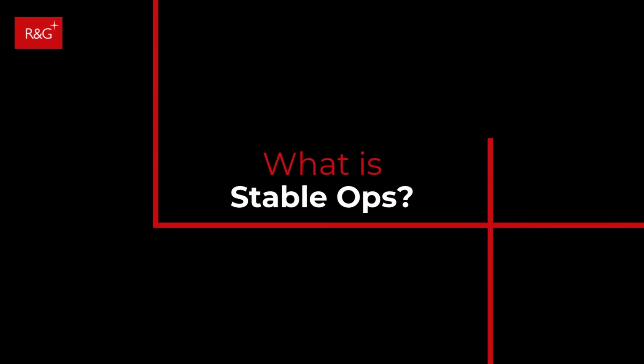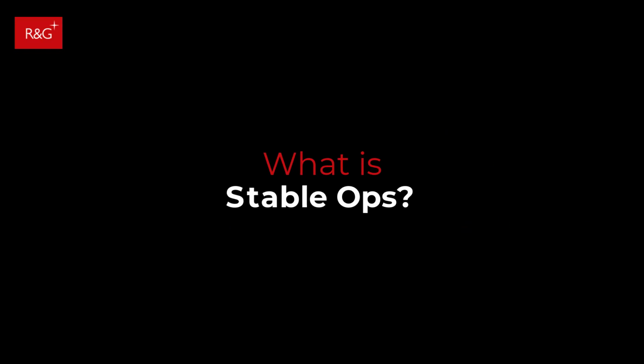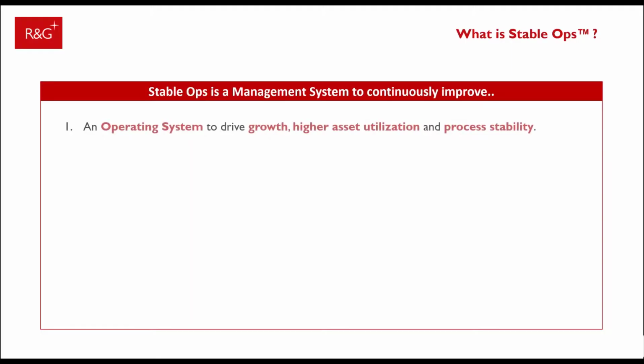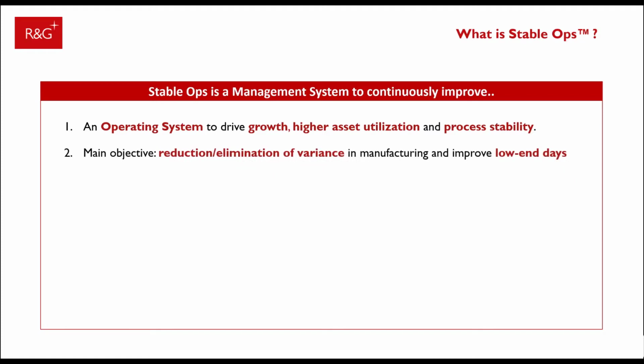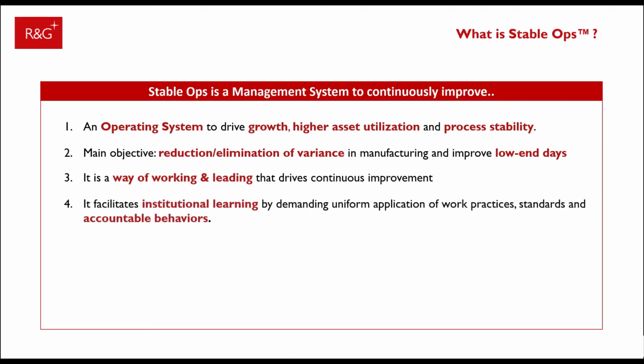What is StableOps? StableOps is a management system for continuous improvement that drives growth, higher asset utilization, and process stability. Its objective is the reduction and elimination of variance in manufacturing processes. It is a way of working and leading that drives continuous improvement.